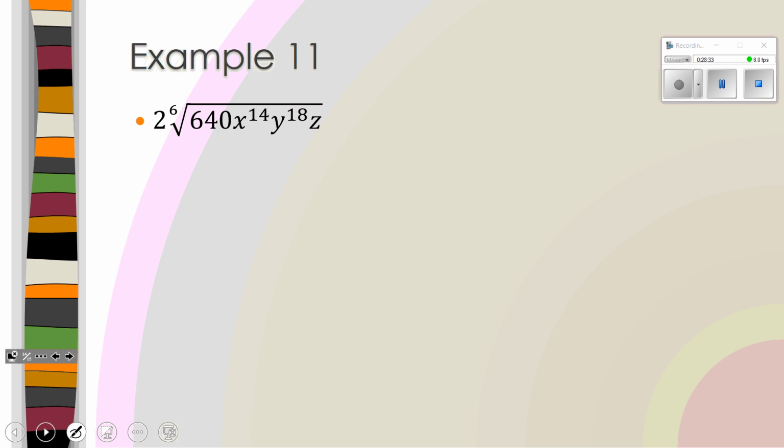So I'll get you started on this. Is 640 a perfect 6th root? Put in 6, math, 5, and put 640. I hear no. So what are you going to have to do with 640? You're going to have to do a factor tree.